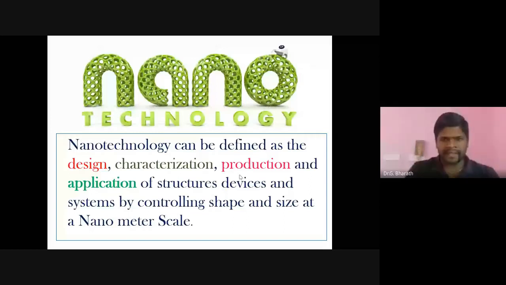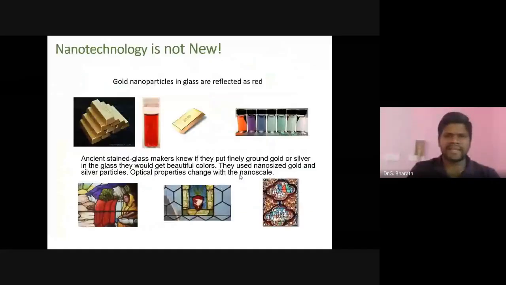So what is nanotechnology? It can be defined as the design, characterization, production, and application of structures, devices, and systems by controlling shape and size at nanometer scale. We already know the nanometer scale is 10⁻⁹ meter. Okay, so nanotechnology is not new.